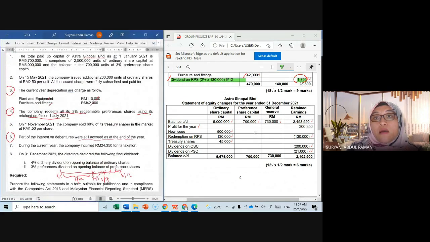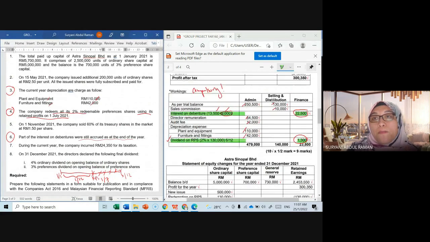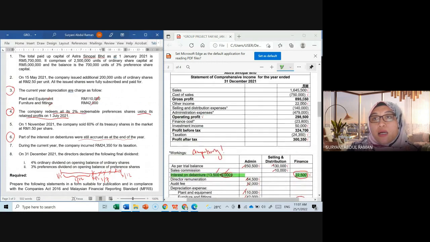Okay, all right. So the total mark for the Sinopal is, please take a look, this is how I give you marks. If you get profit after tax correct, you can also get marks.